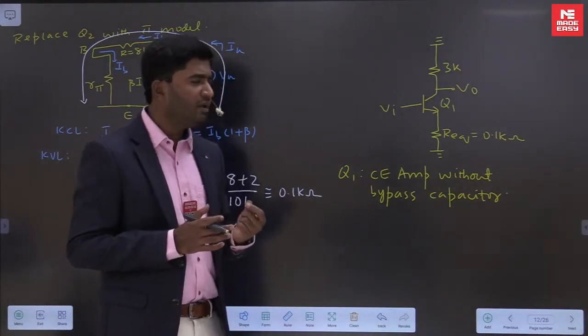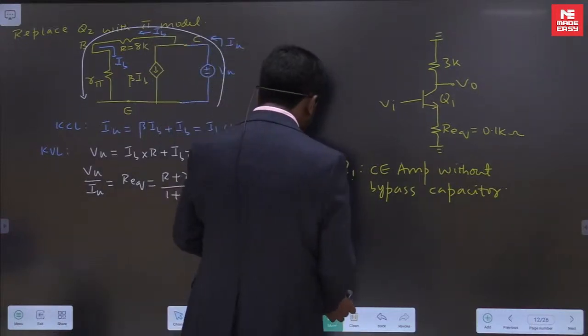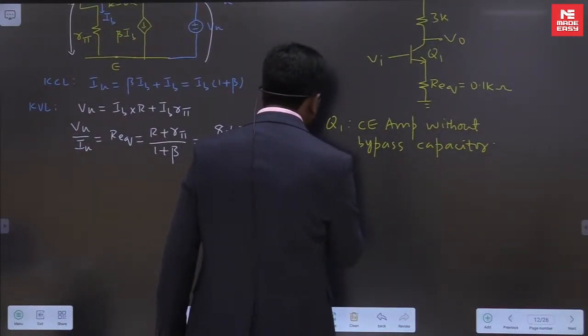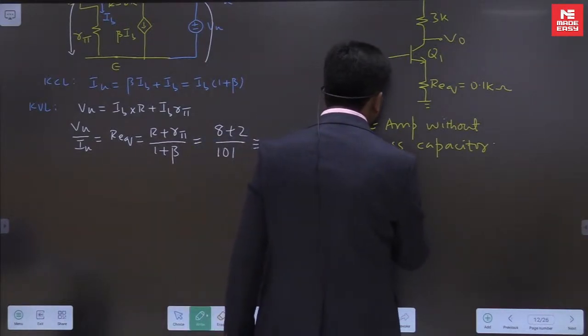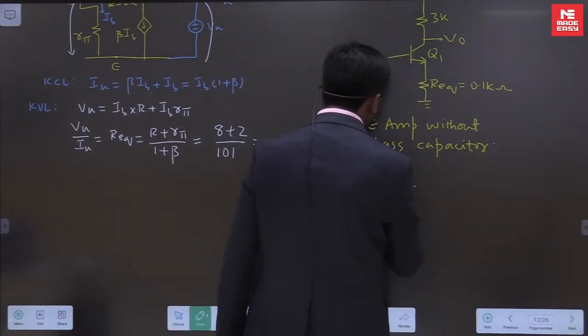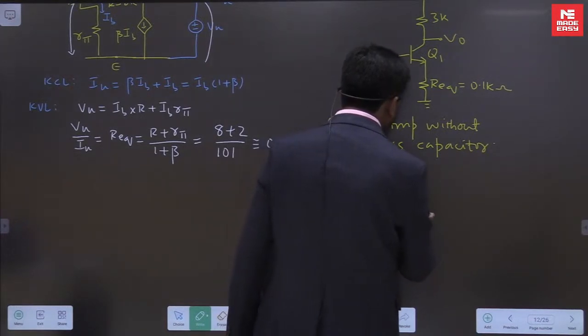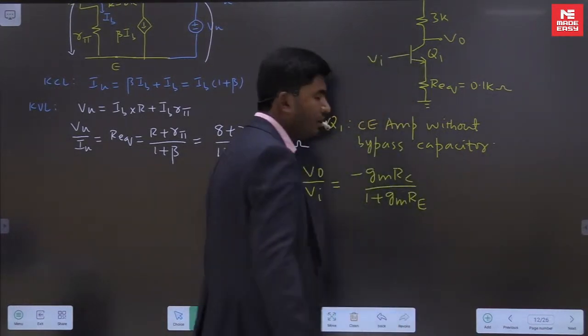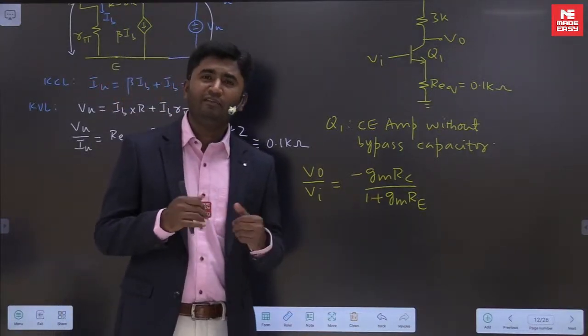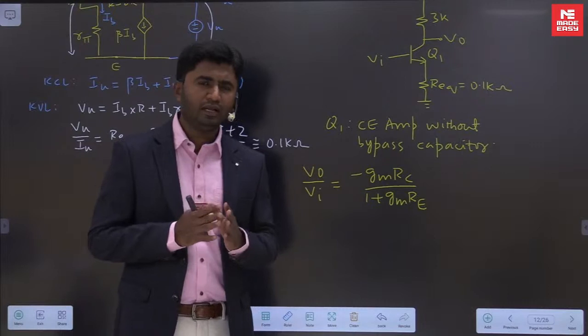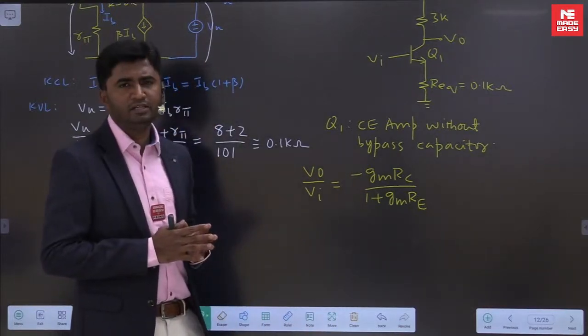and everybody knows the voltage gain formula for this type of amplifier. If you write voltage gain, it will be minus GM into RC divided by 1 plus GM into RE. I hope everybody remembers this formula. Common emitter amplifier without bypass capacitor: voltage gain will be given by this expression.